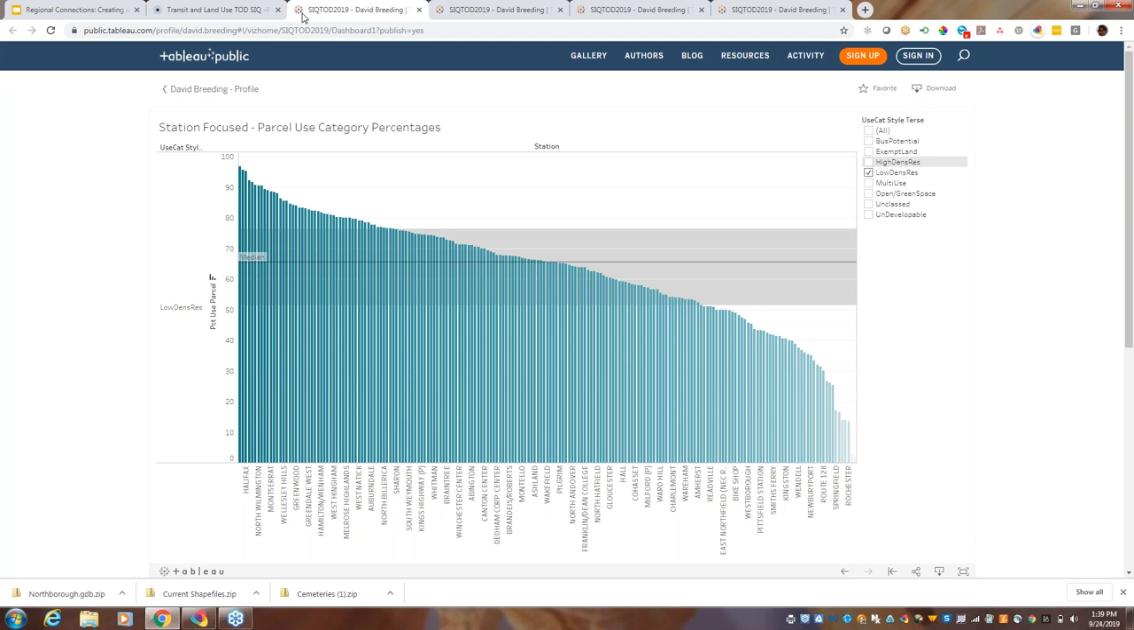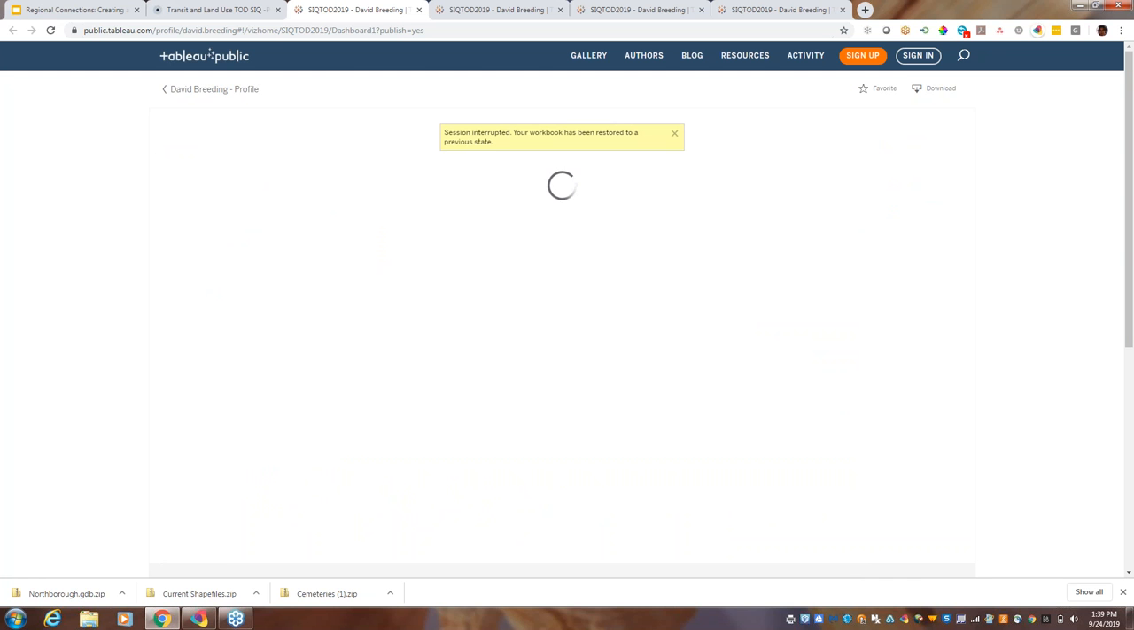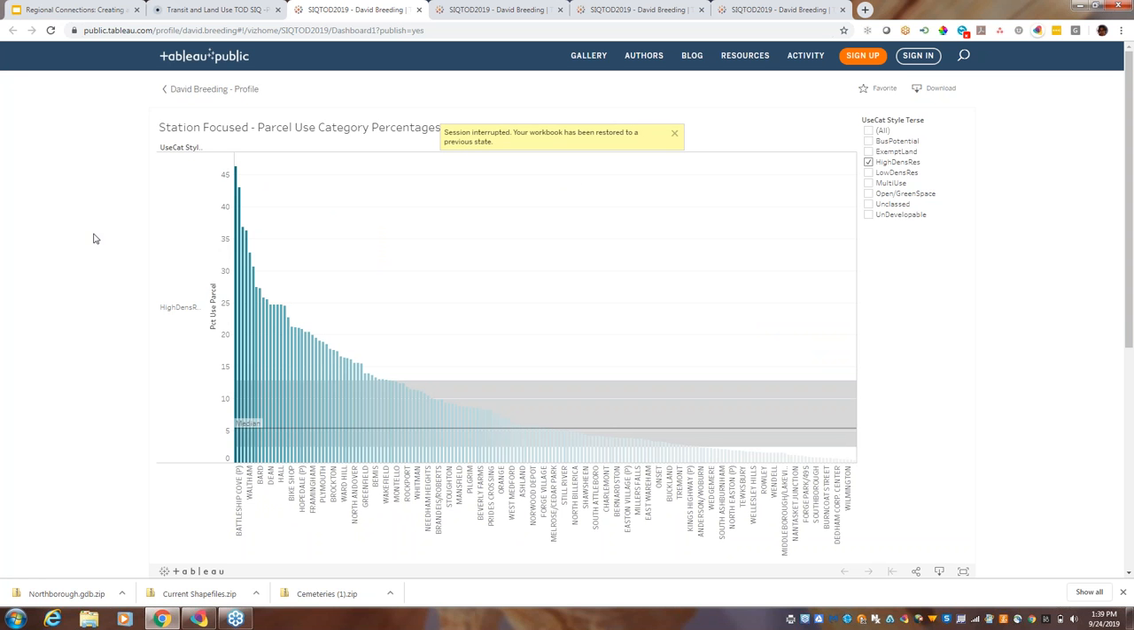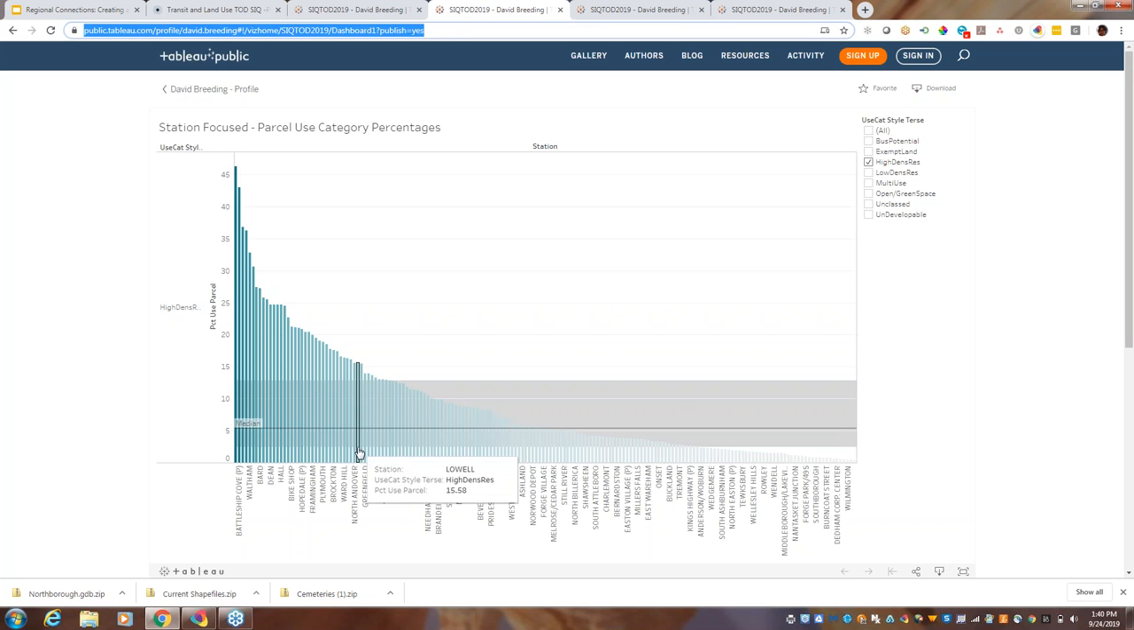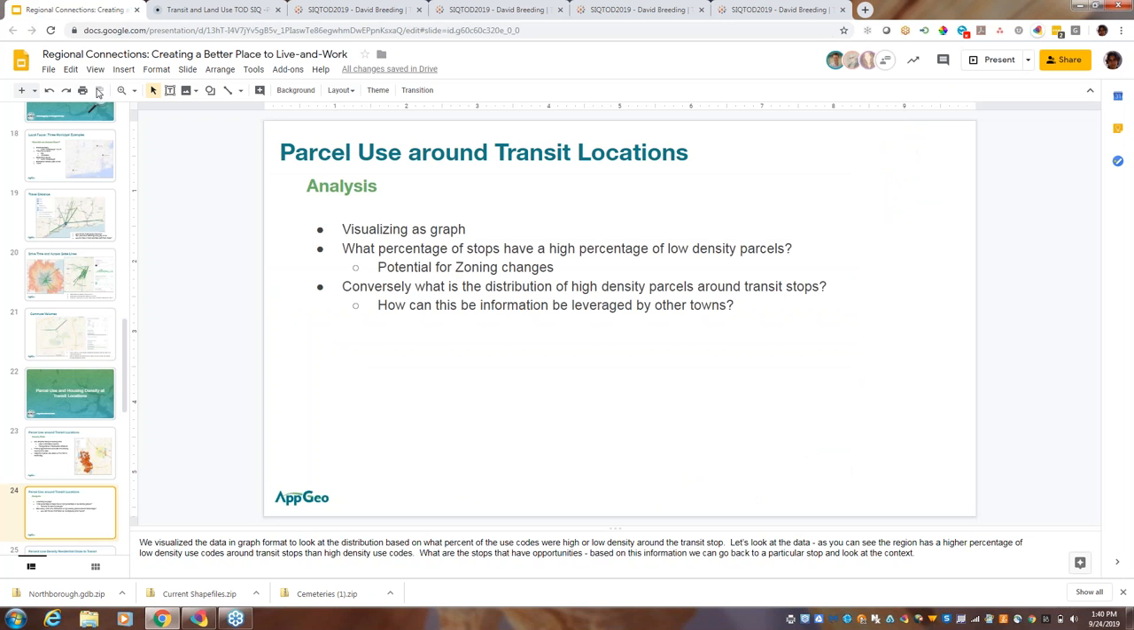And as you can see, this is a graph of the low density residential, and almost 70% of the transit stops have low density residential around them. And so this is really informative. And I think then you can look at each one of these stops and go back to the map and explore the map and see what those stops are. This is the high density residential, and you can see that where it's landing is a really low percentage of the areas around the transit that have high density residential. So this is showing you what the lay of the land is as far as the use codes are concerned.